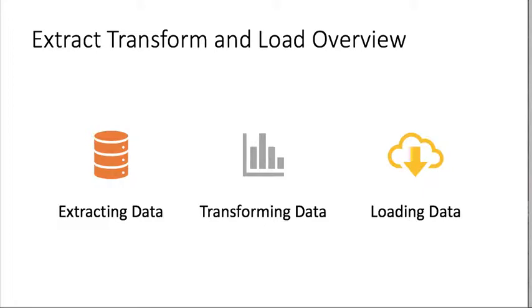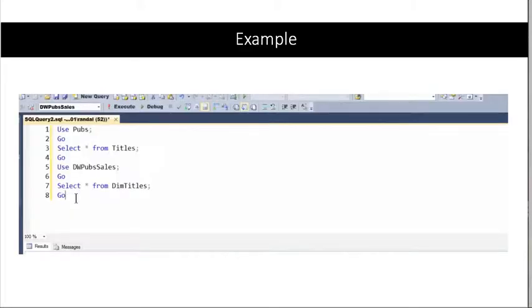ETL stands for extract, transform, and load. What it means in this course is that you extract data from one place, you make changes to the data as necessary, and then you load that data into its new home or new location. To give an example of that, I'll pull out SQL Server Management Studio and show the contents of two different databases. Note that those databases are the ones that we are going to be working through in the course.